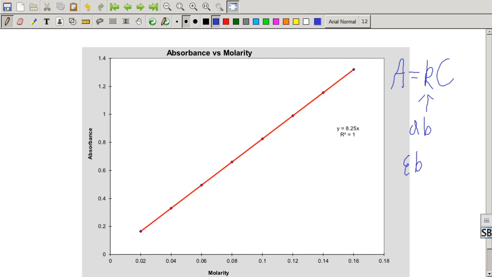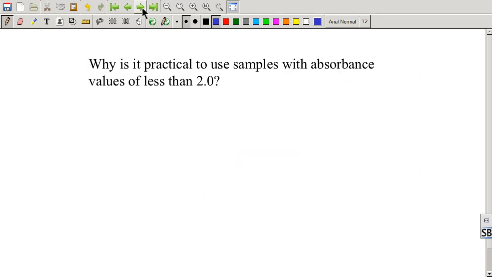Now that leads to another issue that we have to discuss. One of the things I said earlier is if you want to do good analytical studies, you want to have solutions that have absorbance values of less than 1. Now let's see why this is.